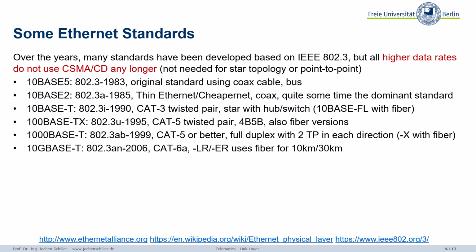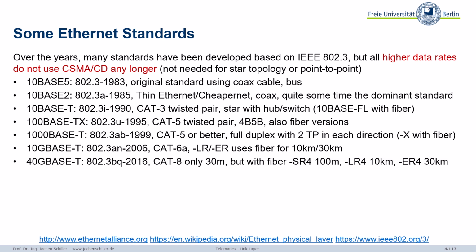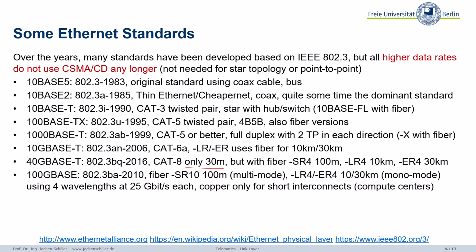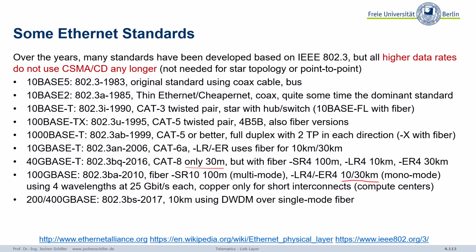But with fiber, we can go up to 10 kilometers, 30 kilometers. And the success story continues with 40 gigabit per second. Well, only 30 meters over copper, but this is typical for data centers, but with fiber optics up to 30 kilometers. So you see, this is already fine for a metropolitan area network. 100 gigabit, now it's already available. You see also with monomode fibers, also 30 kilometers. Copper only for short interconnects in compute centers.